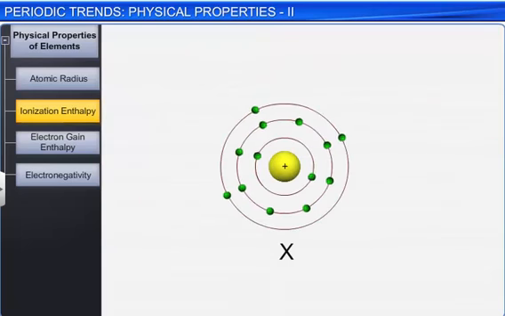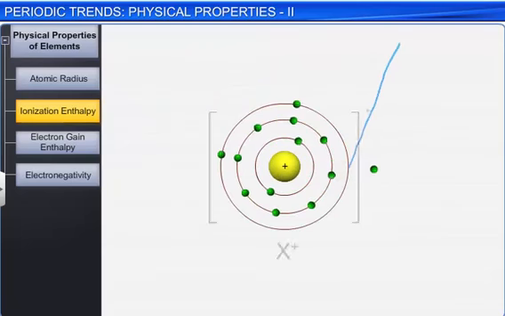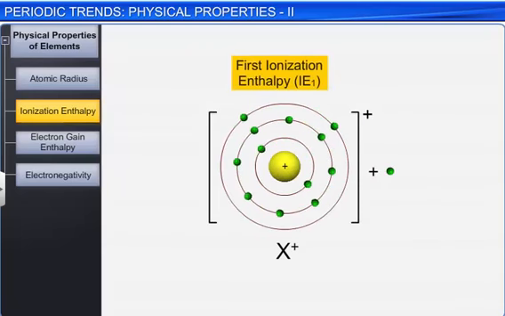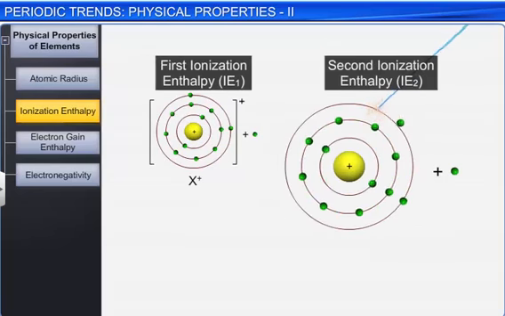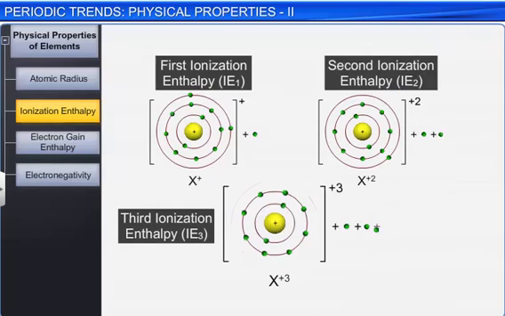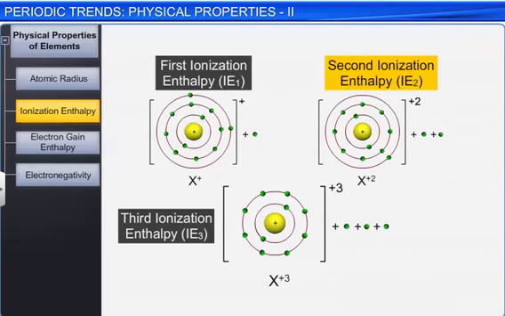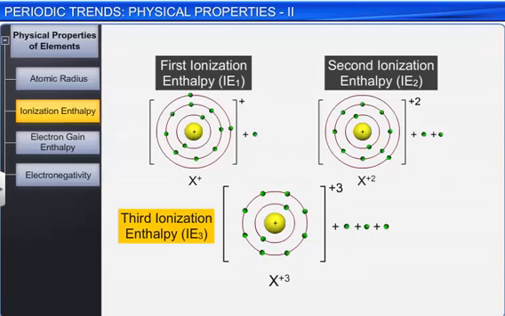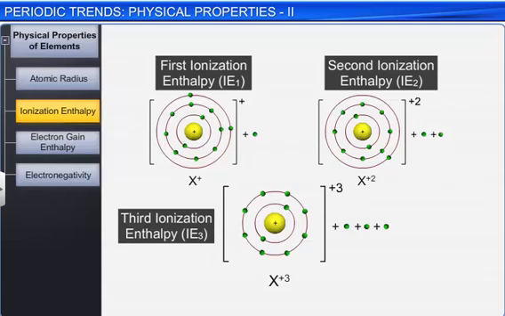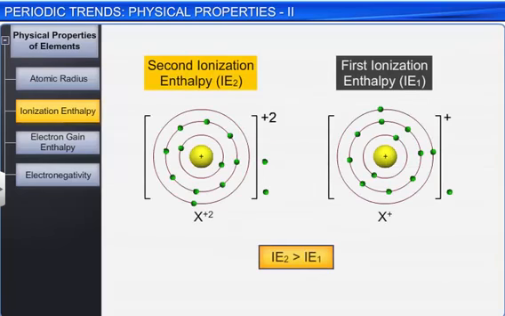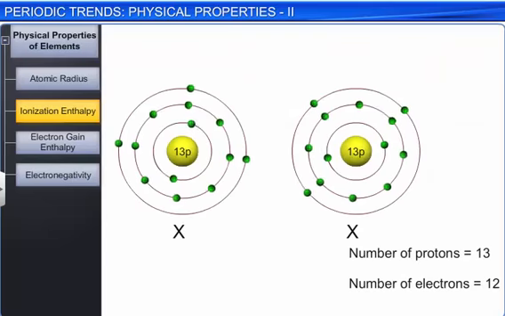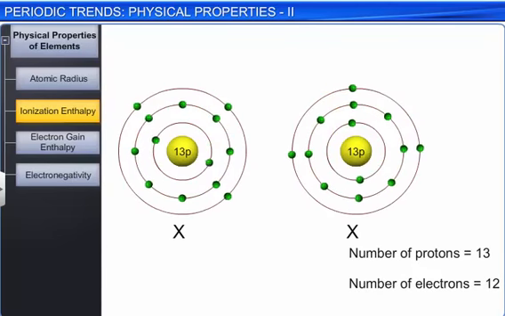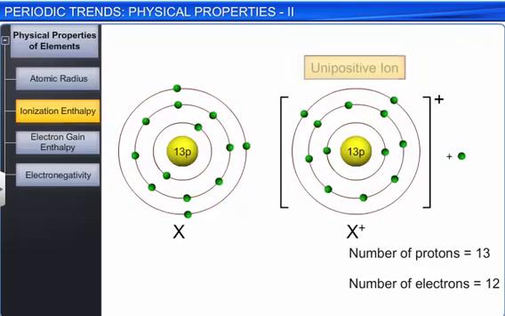The energy required to remove the most loosely bound electron is called the first ionization enthalpy. The energy required to remove the second and the third electron is termed as the second ionization enthalpy and the third ionization enthalpy respectively. The second ionization enthalpy will always be higher than the first ionization enthalpy. This is because, on removing an electron, the unipositive ion formed will have more effective nuclear charge.